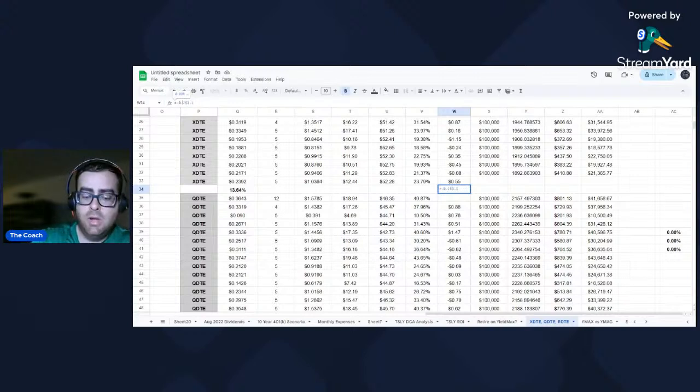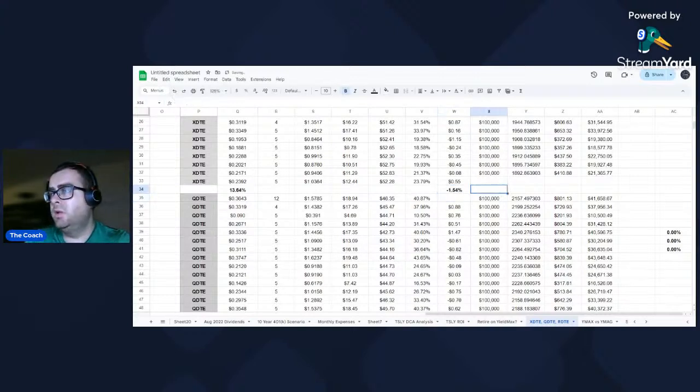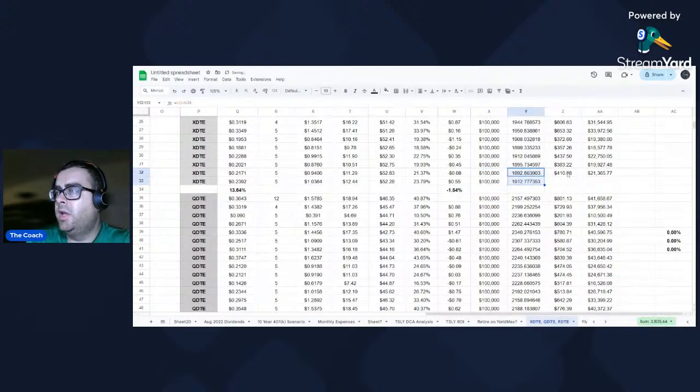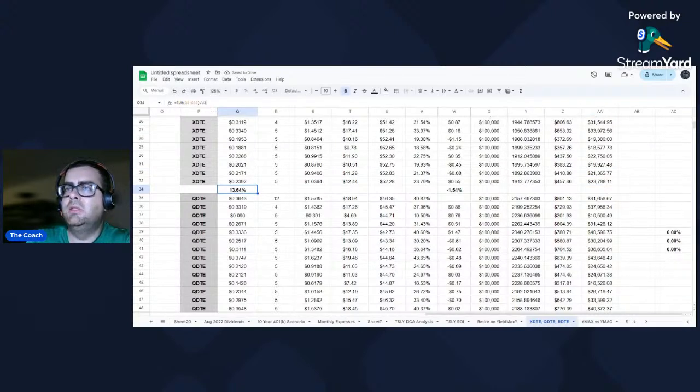So 0.82, still not terrible, especially compared to YieldMax funds, right? Or some of the others, Defiance as well. Okay, so this is the number of shares we would buy, 1,913, $457 weekly payout. Annualized would be 23,788. Let me fix this cell here to include cell Q33.